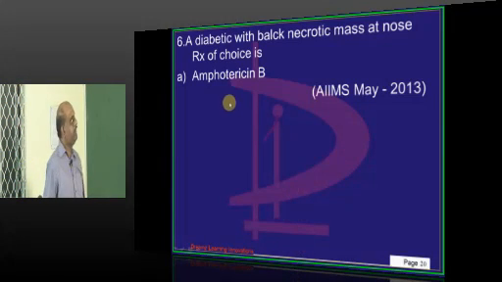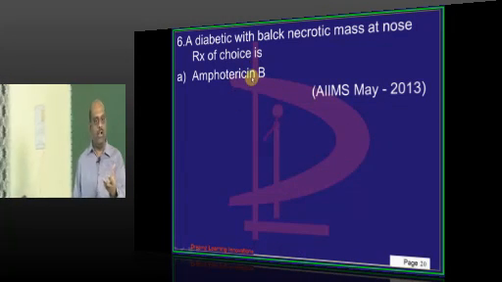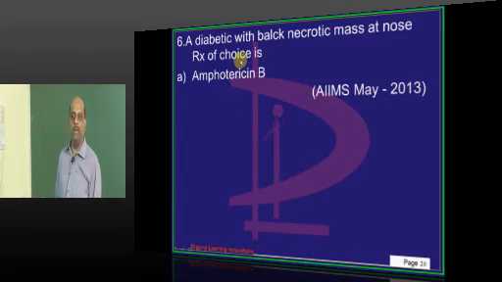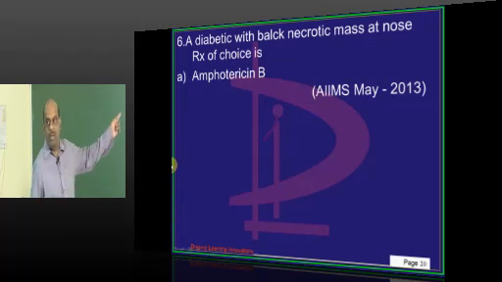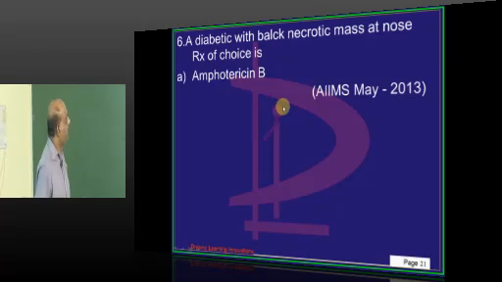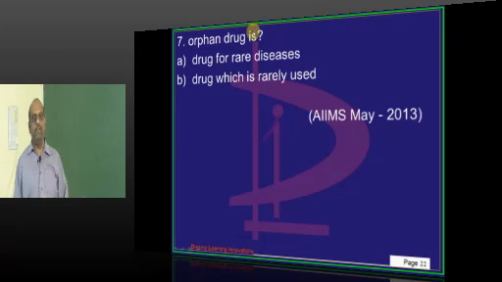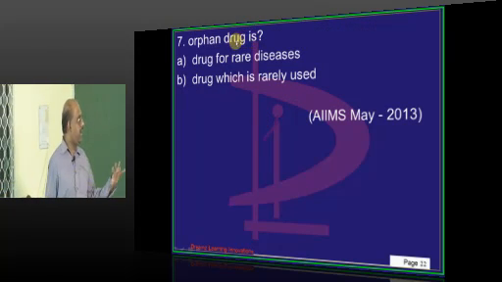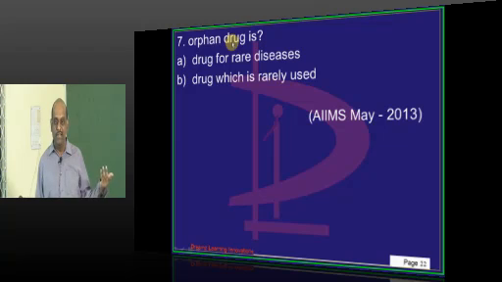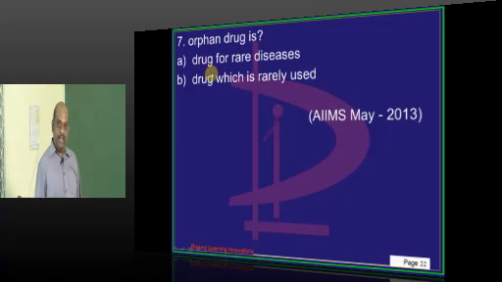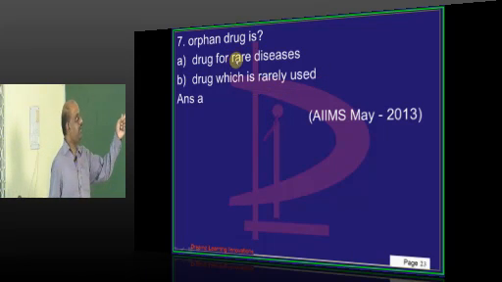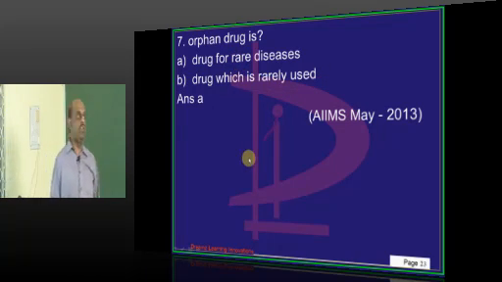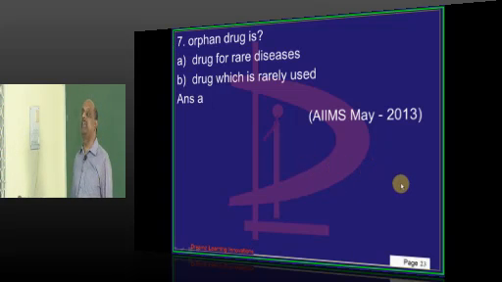A diabetic patient, black necrotic mass, mucormycosis, classical diabetic ketoacidosis, we give amphotericin B. It carries a very high mortality. What is an orphan drug? Is it a drug taken by orphans? Or by taking the drug somebody becomes an orphan? Or a drug which is rarely used? It is the drug used for rare diseases. In fact, those diseases themselves are called orphan diseases.